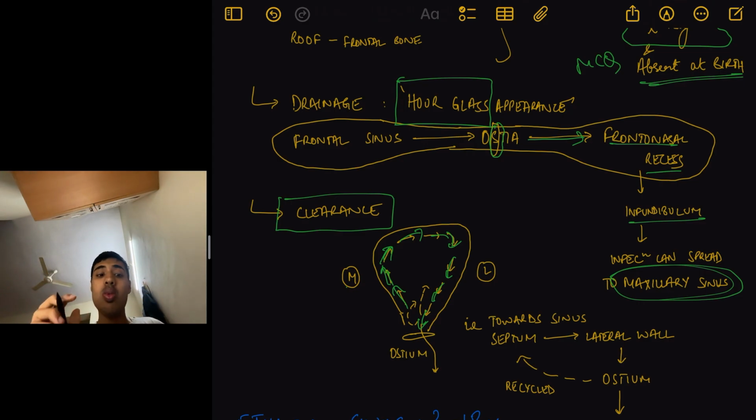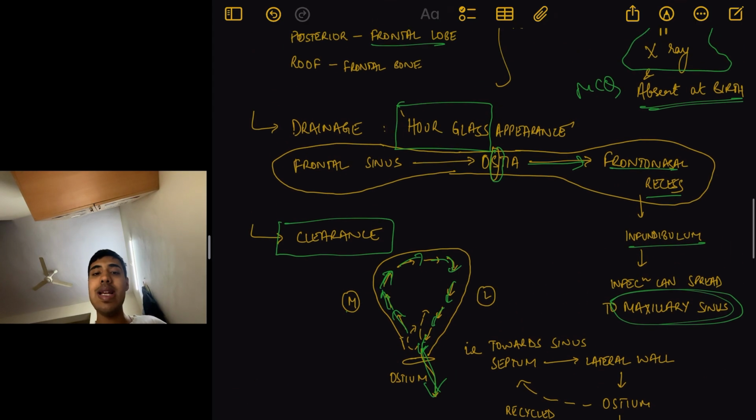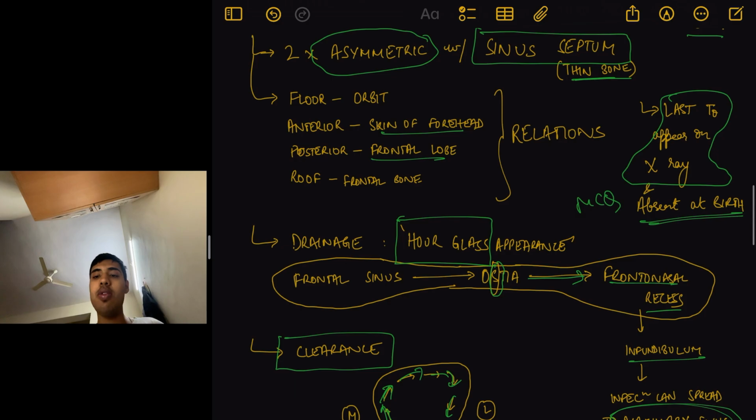Now, one very important thing, the mucus secretions can get recycled within. Not all of it gets drained via the ostium. Some of the mucus secretion gets recycled within the frontal sinus. Okay, so this is about the clearance. So this is about the frontal sinus.